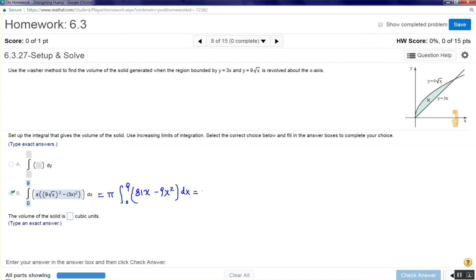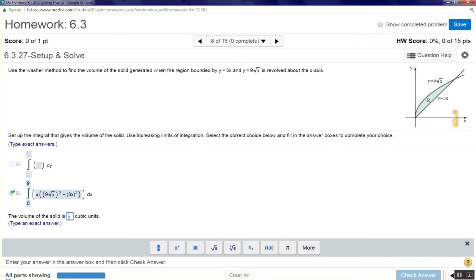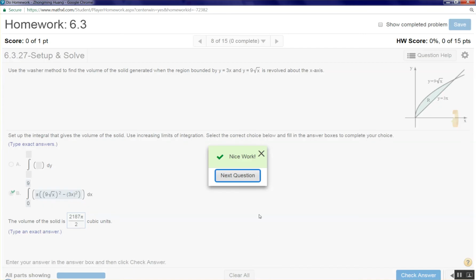And then let's find the antiderivative. The first one is 81 over 2 x squared. The second one will be 3x cubed. And let's evaluate at these two values. And after the algebra it is 2187 pi over 2. So let's type that in. 2187 pi over 2. Okay, so this is it for this question.